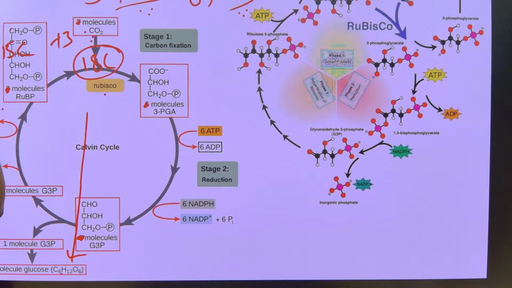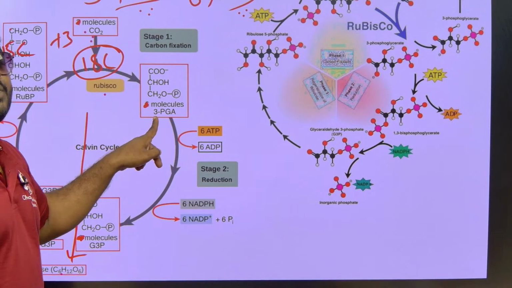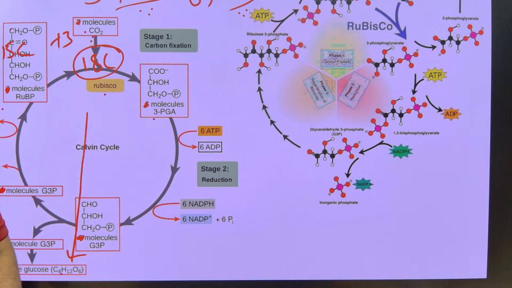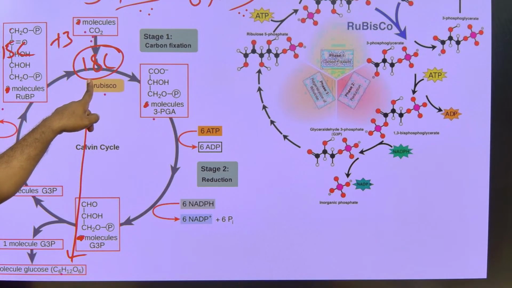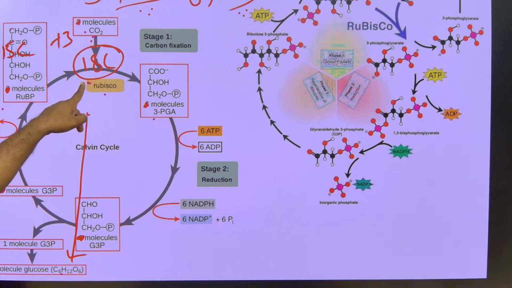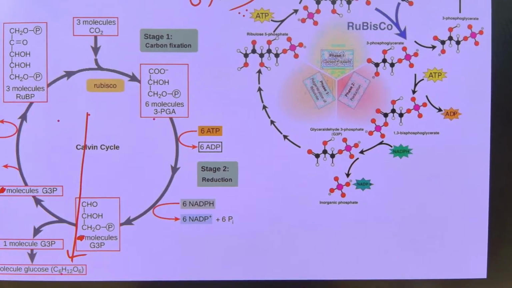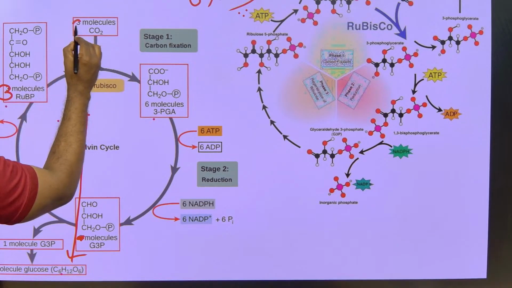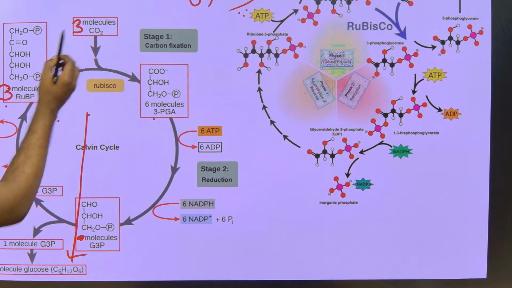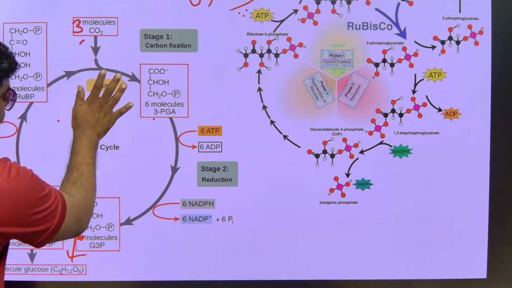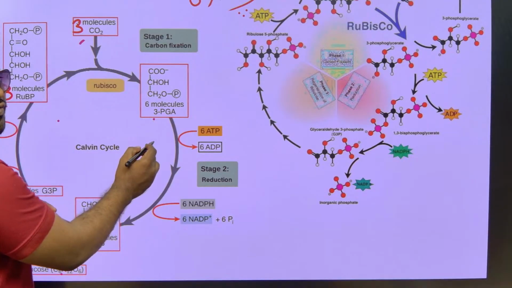But what is my goal? My intermediate product should be how many carbon? 3 carbon only. So how many 3-carbons will I get? 6. I have 18 rupees, I want to purchase chocolate of 3 rupees, so in total I will get 6. That's all. So to produce half glucose, the cycle will turn 3 times. So 3 molecules of RuBP combined with 3 molecules of carbon dioxide, 15 plus 3, 18 carbon, giving rise to 6 molecules of 3-PGA.